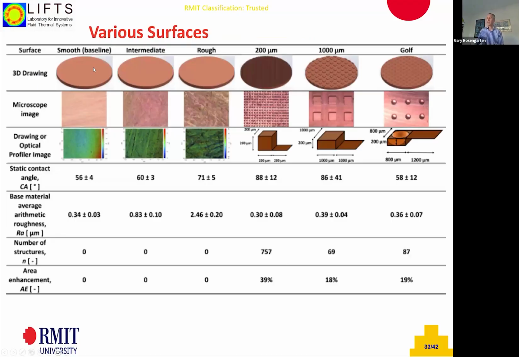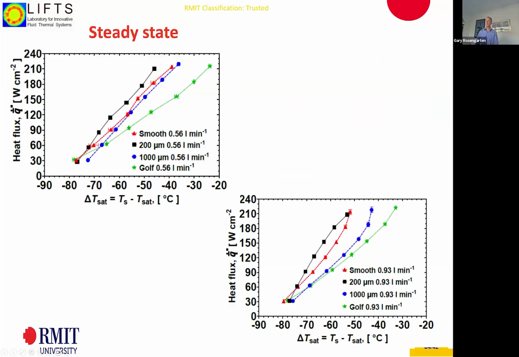So we looked at various surfaces, and again, this is not done by any intelligent design. This is done by looking at literature and making some assumptions, but there's no physics associated with the size of these. But now we're probably up to the stage where we can do that, which would be the next level. We did various copper surfaces where we smoothed it, we roughed it up, then we put some machined roughness in at different sizes, and even did golf ball types of patterning to see the effect it had on the overall heat transfer rate. And as expected, it did, and it's significant.